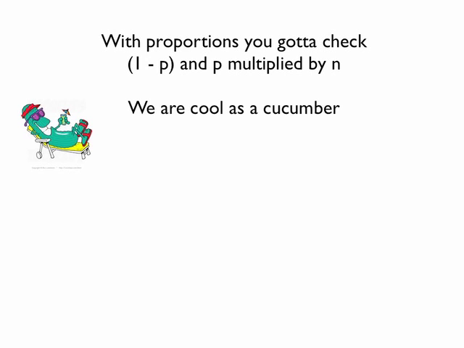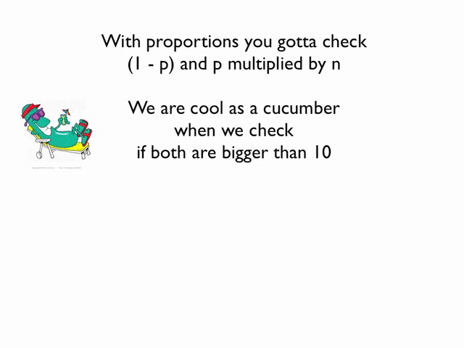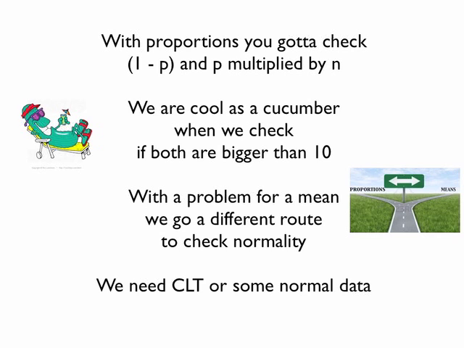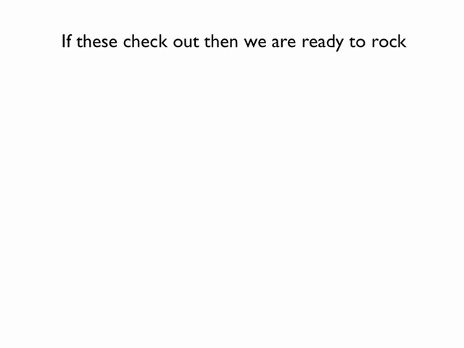We need one more thing in line, a normal sampling distribution, but the question is what kind? With proportions you gotta check, n times p and n times (1 minus p). We are cool as a cucumber when we check if both are bigger than 10. With a problem for a mean, we go a different route. To check normality, we need CLT or some normal data, at least approximately. If these check out, we are ready to rock to make our new CI.